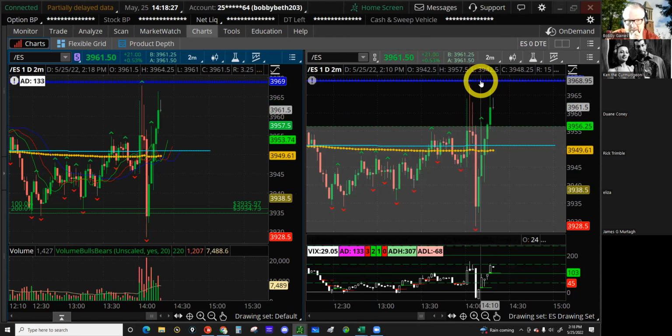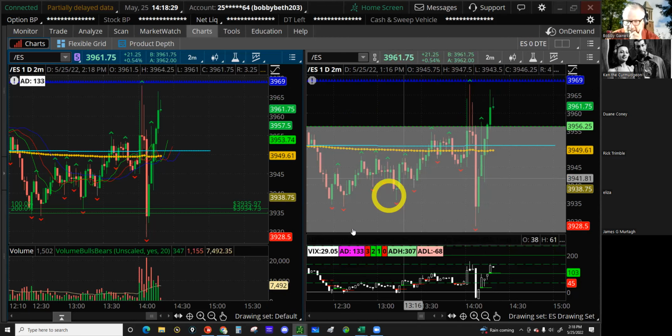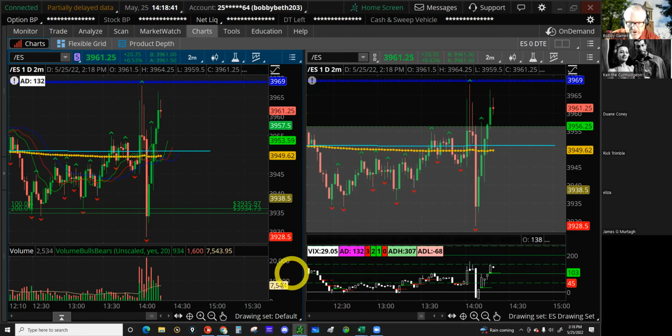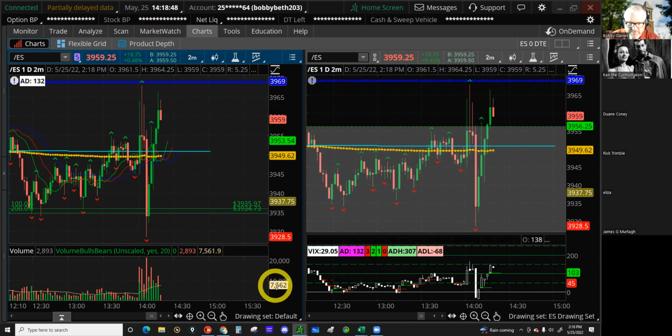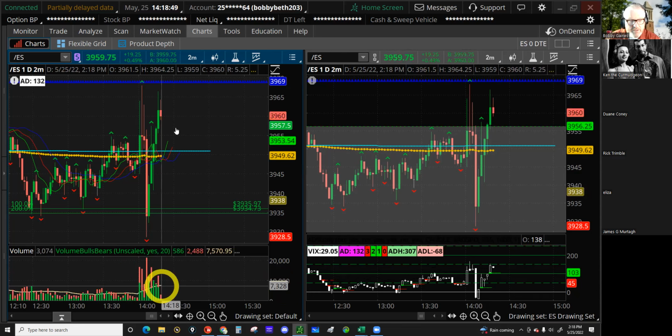So this is a range day. 80% of days are range days. You have trend days and range days. Today is an inside day, or what we would call a range day. And AD is 132. Doesn't mean the market couldn't crash. Our volume, though, is up comparatively over the last couple of weeks at 7,500 contracts per 2-minute basis.